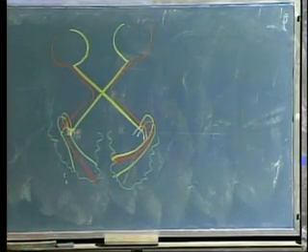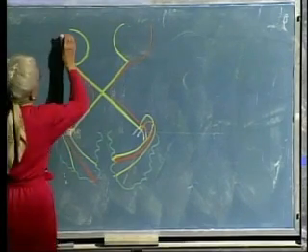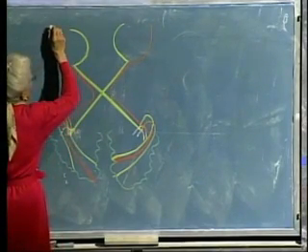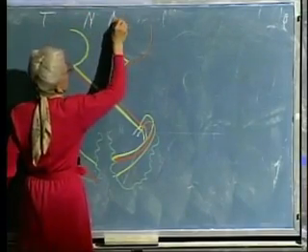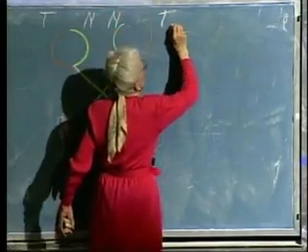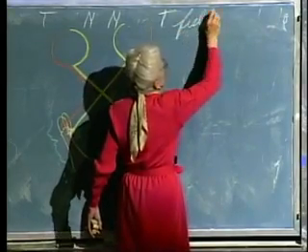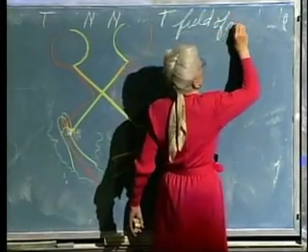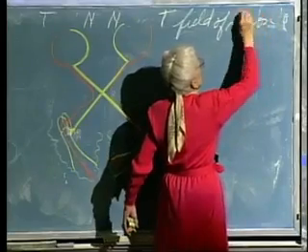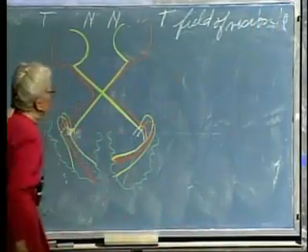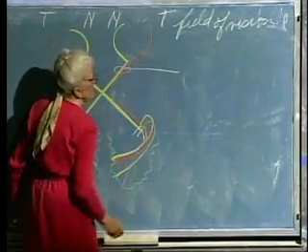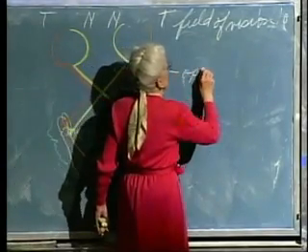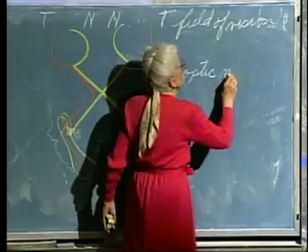All right, what have we done? Well, we have our temporal field of vision out here, our nasal field, our temporal field of vision. And we formed here what? The optic nerve.